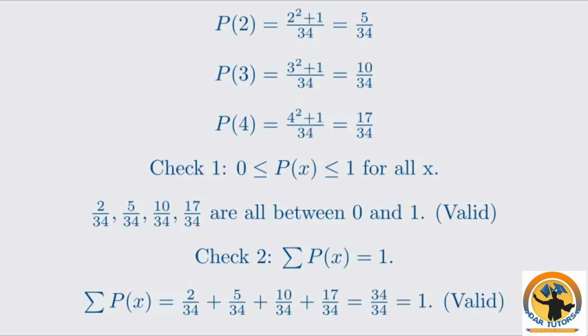Since both properties are satisfied, we can conclude that this function p of x is a valid probability mass function. It accurately describes a discrete probability distribution. Now, let's work backwards. If we know a function is a PMF, but it contains an unknown constant, we can find that constant. This is a common IB-style question.